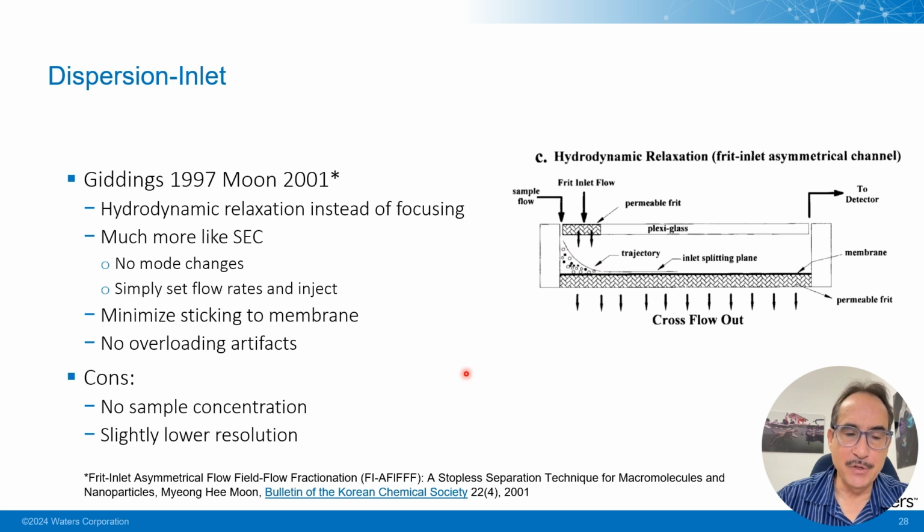Now the downside is you lose some of the benefits of the focusing channel, namely you can't concentrate the sample on the membrane. You have to inject a small aliquot of the concentrated sample, and because you don't get that nice straight line where all of the runners are lined up at the beginning of the race, you get slightly lower resolution.